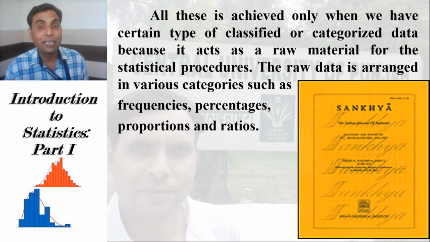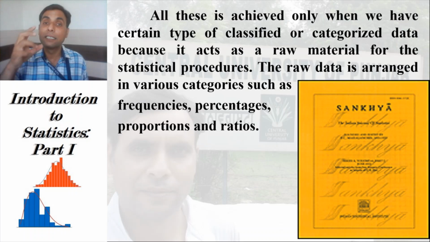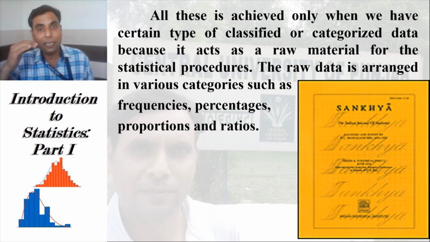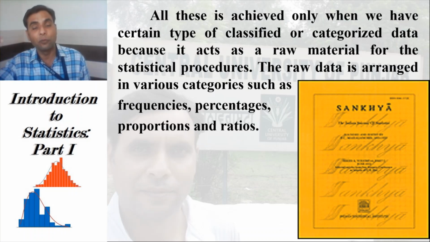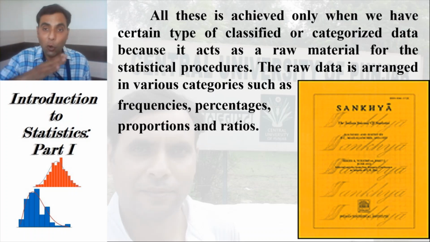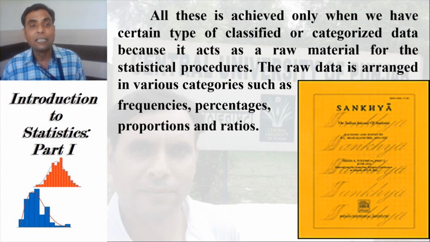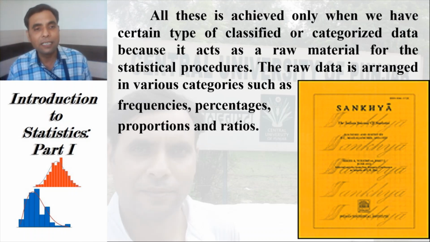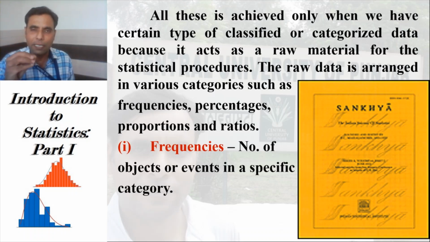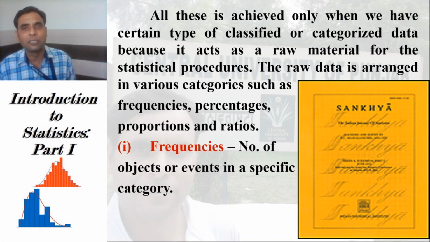Statistical techniques are the tools, whereas the collected data, first is the raw data, then it is classified and organized or categorized into various categories, and that becomes the raw material for the statistical procedures. The raw data is arranged in various categories such as frequencies, percentages, proportions and ratios. I'll be talking about them in a little more detail in the next videos, but in brief, what are frequencies? It's a simple one.